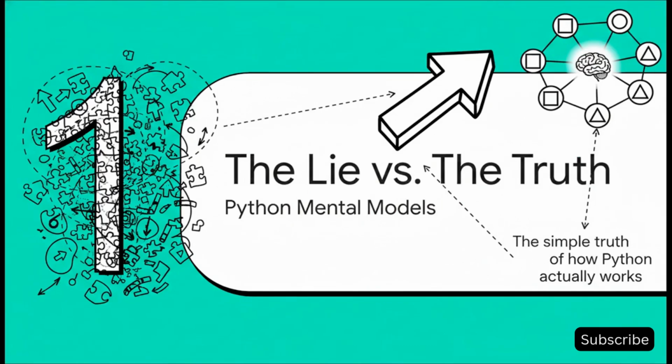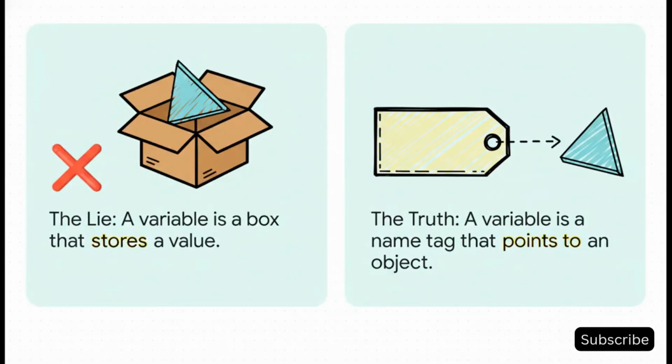We're going to start by tearing down a common, flawed mental model that, let's be honest, most of us were taught. And we're going to replace it with the simple truth of how Python actually works under the hood. Okay, so here's the big lie, that a variable is like a box, and you put a value inside that box. Nope. The truth is actually way cooler.